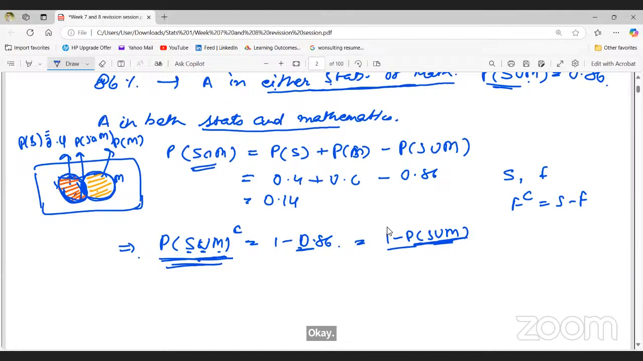Okay, fine. So like that, in week 7, these were the topics that were important. So is anybody having any doubts in anything?